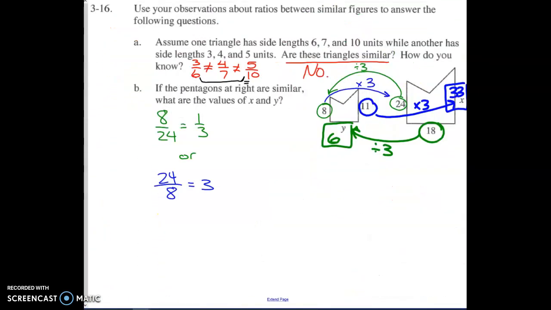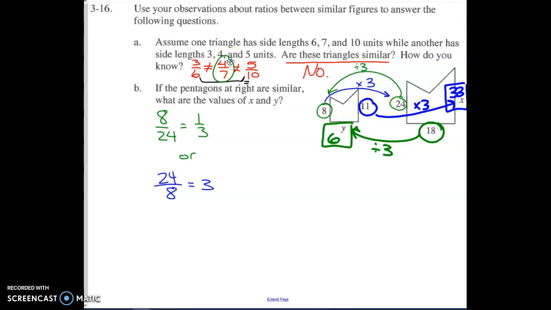So here are some answers for 16. 16A should have said no. These triangles are not similar because the zoom factor is not the same. 3 over 6, 4 over 7, 5 over 10. 4 over 7 does not match. The pentagons on the right were similar.